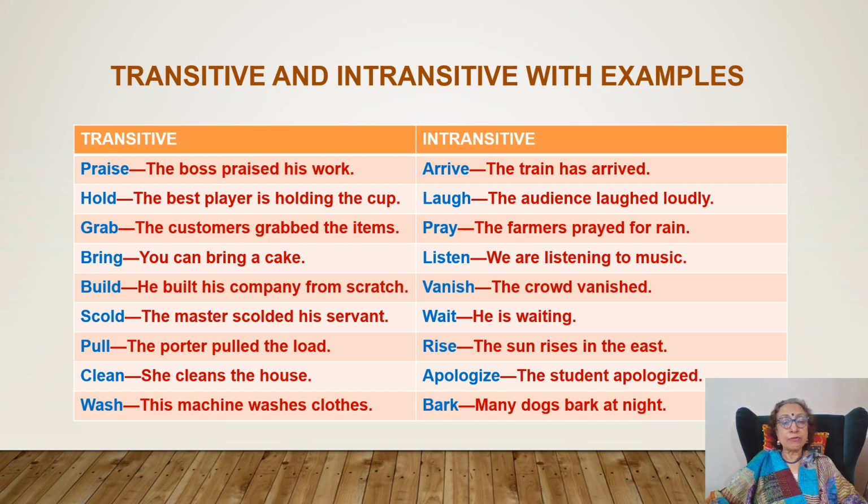Praise, transitive verb. The boss praised. Now, if you stop the sentence here, it doesn't make sense. The boss praised whom? The boss praised what? Questions are there. A direct object is needed. So, the boss praised his work. Then hold. The best player is holding. Holding what? Holding the cup. So that is the direct object. Grab. The customers grabbed the items. Grabbed what? The items.